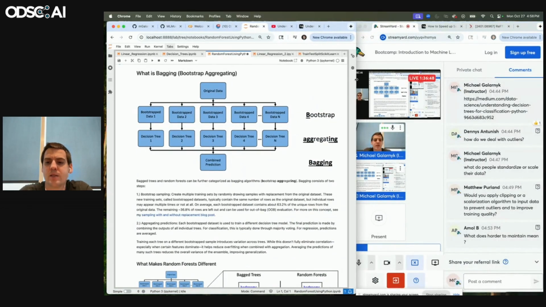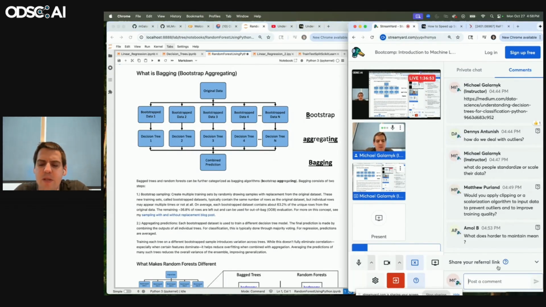So let me just ask, would you apply a clipping or a standardization algorithm to input data? So you can do standardization. Clipping depends on the use case. Basically improve data training quality, absolutely. You have to standardize data for a lot of things. Absolutely. Why is it harder to maintain mean? I'm not sure about that question. If you want to ask it or clarify a question, I can answer it or try to.